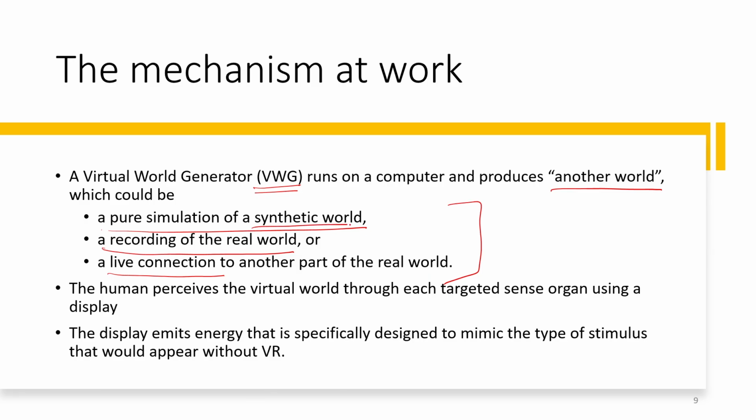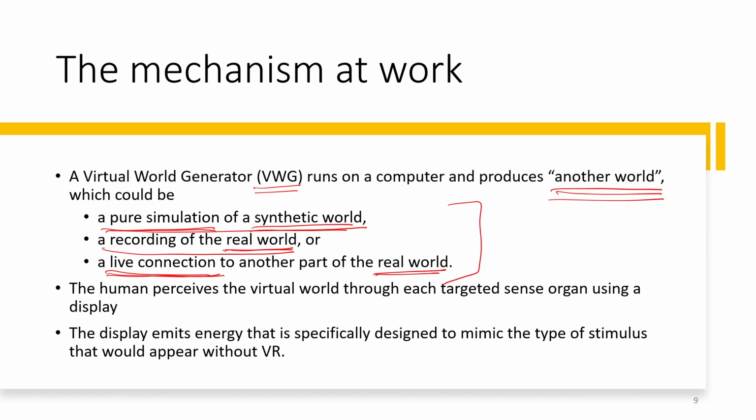So, a synthetic world is a world that we generate, let us say, on the computer using 3D models, and so that consists of a pure simulation of a synthetic world. We can use 360-degree cameras or other means to record the real world, and this recording can also be played by the virtual world generator, and that will also be counted as another world. We can also have a live real time connection to another part of the real world, that will also consist of a virtual world that is generated on a computer.